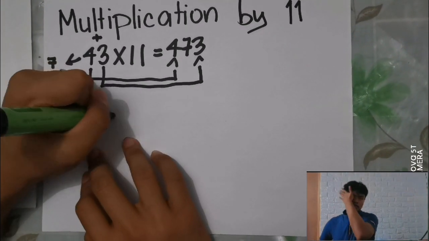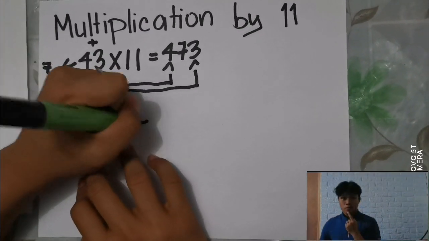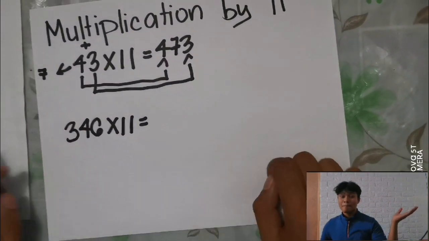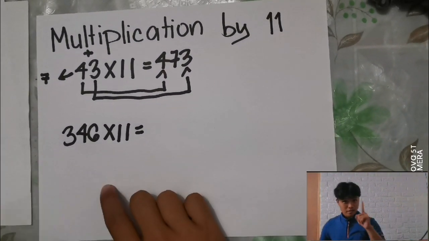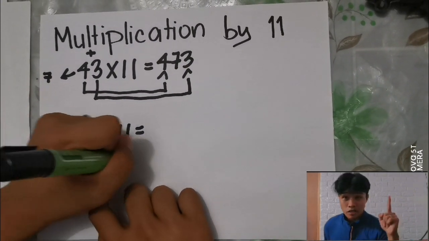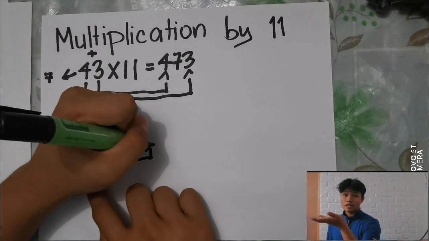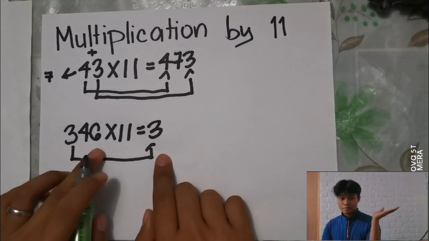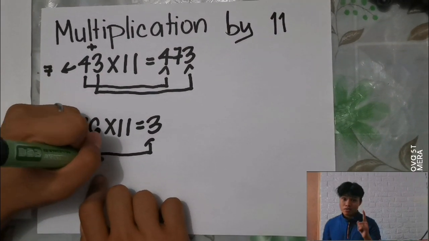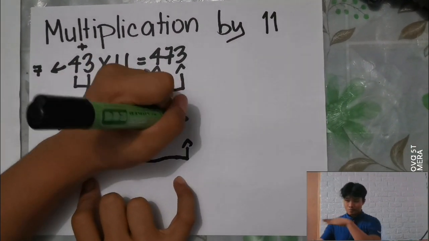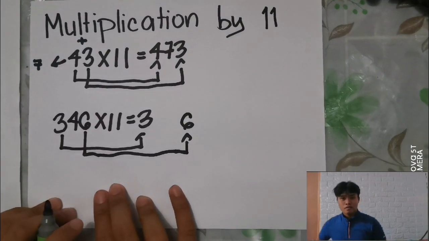Now, to prove it to you, let's have another example. What about a bigger number? Let me think of a bigger number. What about 346 times 11? Harder, right? Now, the first step, always put the first number, the 3, at the front. And then the last number, the number 6, put it on the last side. Put some space in the middle.